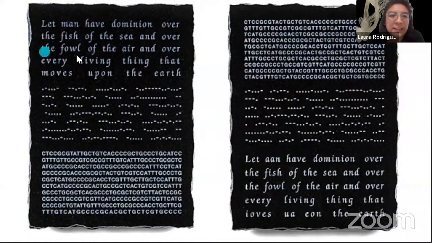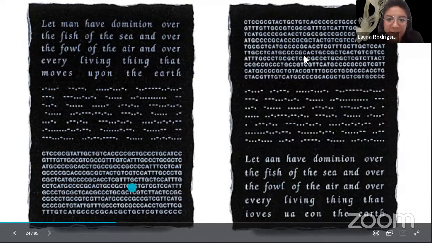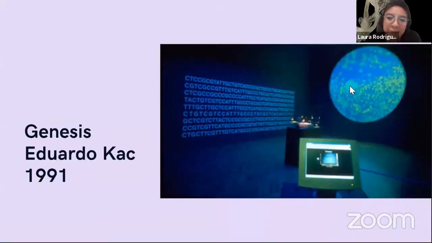And it's the first phrase, like, let men have the mind over the fish of the sea and over the flow. Then he converted the alphabetic text into a Morse code with dots and lines, and then assigned to each dot a specific DNA nitrogen base, for example, cytosine, thymine, adenine, guanine, and inserted this DNA inside of a bacteria.